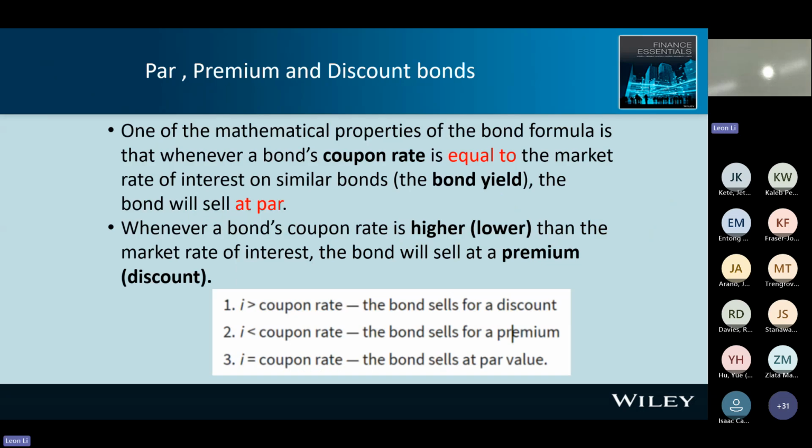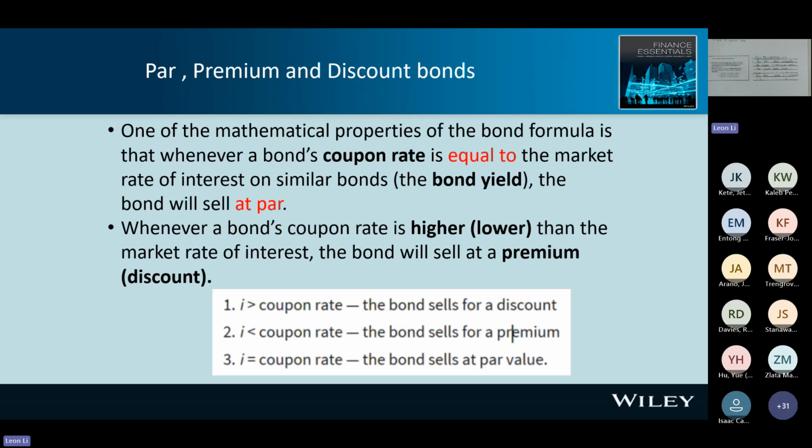Next slide, we discuss par, premium, and discount bonds. First, we need to remember the special case: when coupon rate is equal to market rate, the bond will sell at par. This is the special case we just showed you. Let me show you my handwritten note. I know bond price is a present value, and the present value depends on cash flow and the market rate. When the coupon rate is equal to market rate, bond price is equal to par. When the bond is issued, day zero, bond price is par.